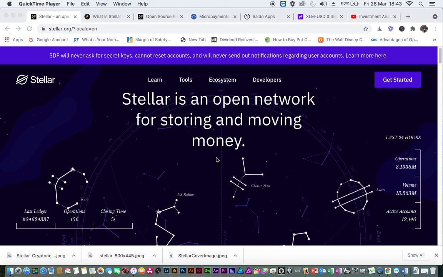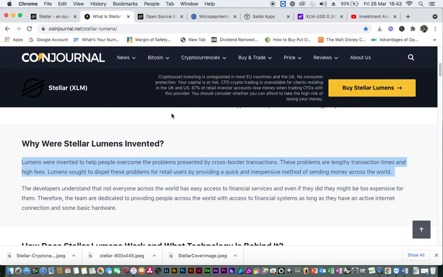Okay, wait, let me tell you about Stellar Lumen. You see, this network, bear with me. Lumen was invented to help people overcome the problem presented by cross-border transaction. What am I trying to say? You see, before the creation of this network, there were lengthy transaction times and high fees through the use of SWIFT, which is Society for Worldwide Interbank Financial Communication.